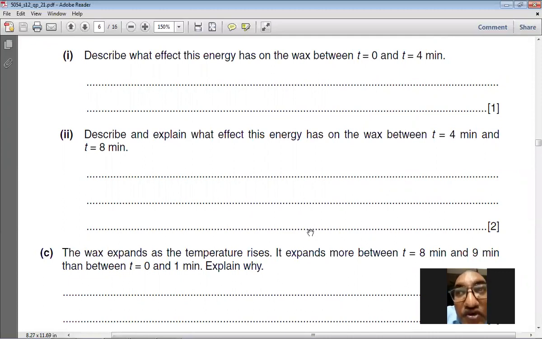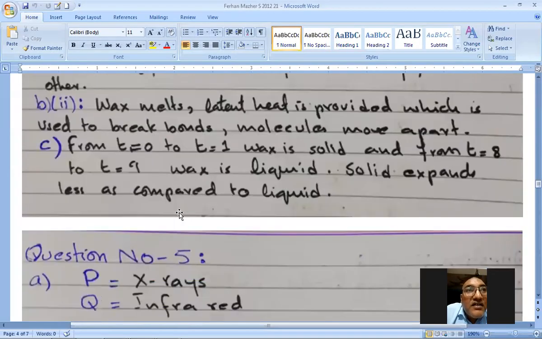So the energy which you are providing is being used as a latent heat. It is being used as a specific latent heat of fusion. And it is used to break the intermolecular bonds. It is used to move the molecules away from each other. It is used to overcome the intermolecular forces. I've written this answer. It will be more clear. Wax melts, latent heat is provided, which is used to break bonds. Molecules move apart. So this is how the energy is being used from time 4 to time 8 minute.